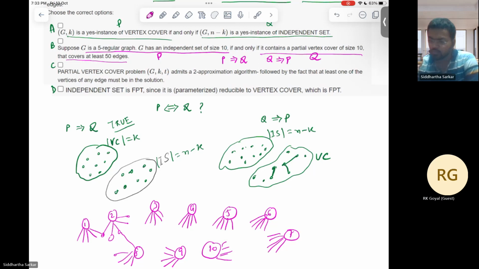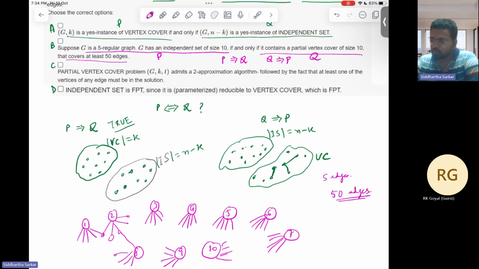Let's make an assumption. So let's say Q is correct. That means there is a set of 10 vertices that covers at least 50 edges. Now, you know that it's a 5 regular graph, so no vertex can cover more than 5 edges. So essentially, if there are 10 vertices, then at most 50 edges can be covered, because every vertex covers 5 edges, so 10 vertices cover 50 edges.